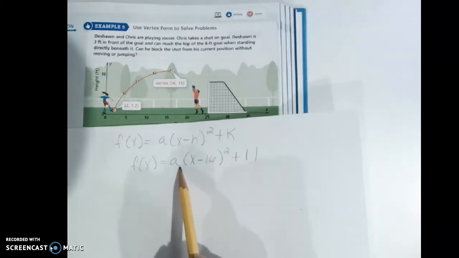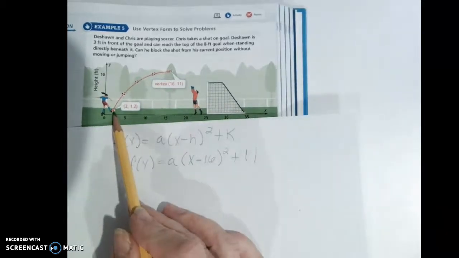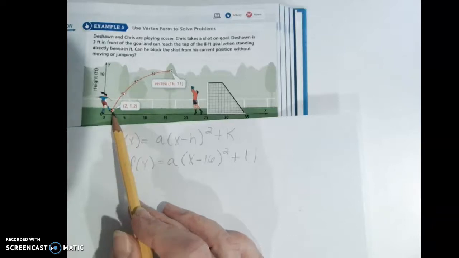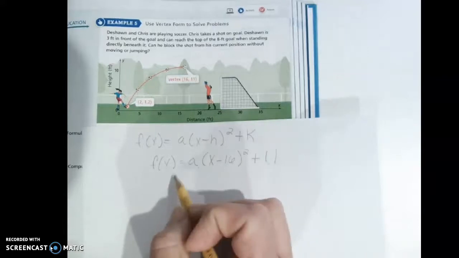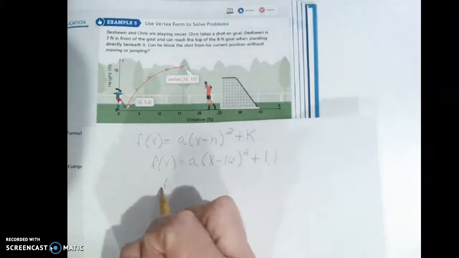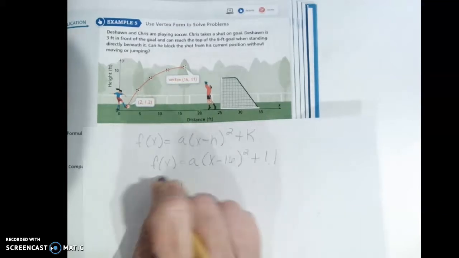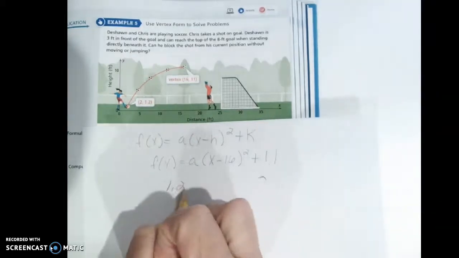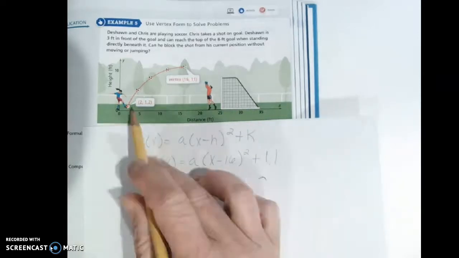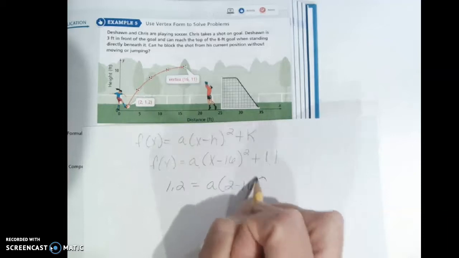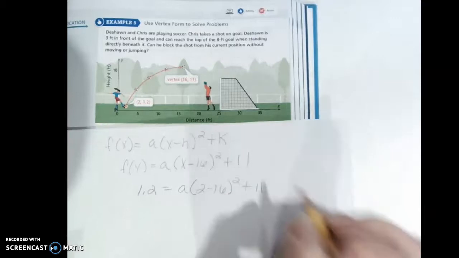In order to do that, we're going to take a point that we do know. We do know this point right here, because this point definitely will work in the equation. We know that because we can see it's part of the graph. When we put that in, we are going to get f(x), which we know is 1.2, that's the y value, is equal to a, which is what we're trying to find out, times (2 minus 16) squared plus 11.